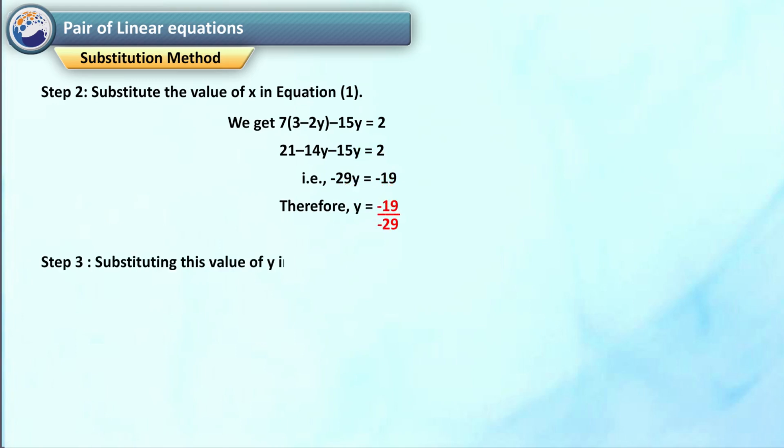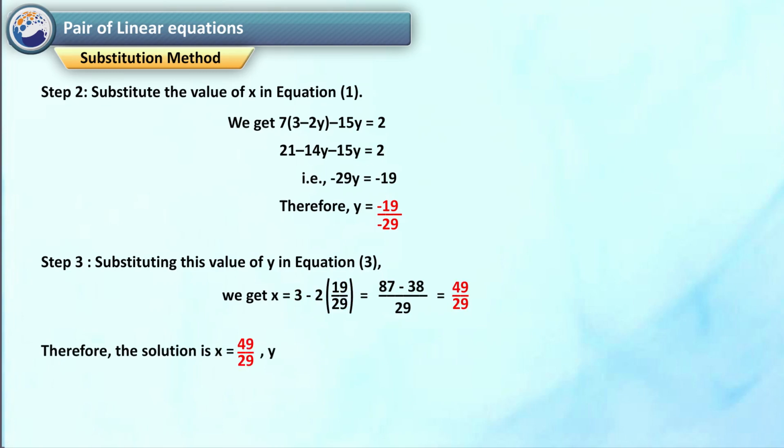Substituting this value of y in equation 3, we get x is equal to 3 minus 2 into 19 upon 29. That is equal to 49 upon 29. Therefore, the solution is x is equal to 49 upon 29 and y is equal to 19 upon 29.